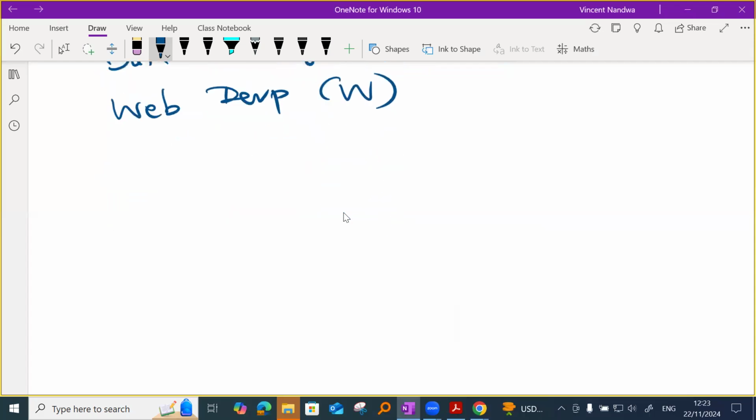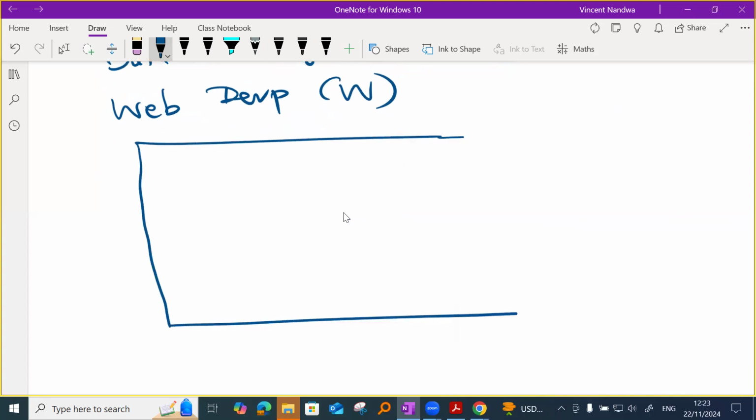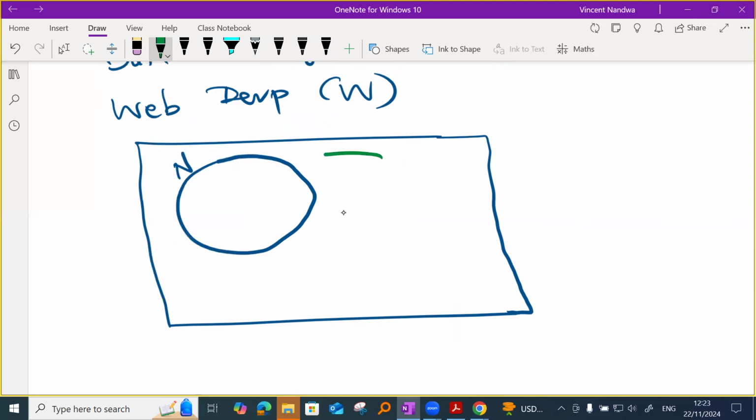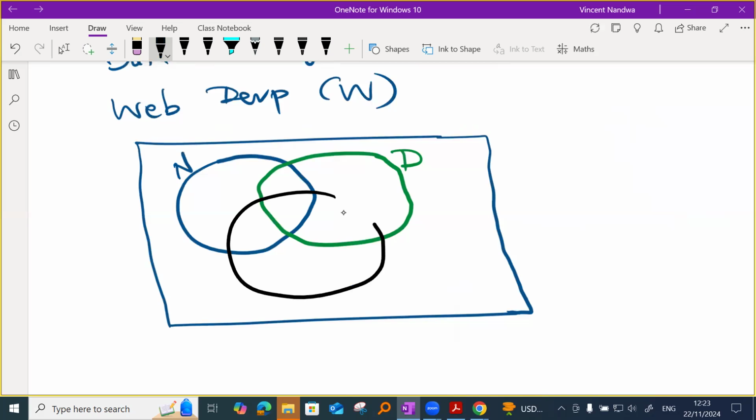So now we can draw. Let this be N, networking. Let this be database, and let this be web development. So let's have that. And then this is the usual universal set. Do we know the cardinality of this set from the question?